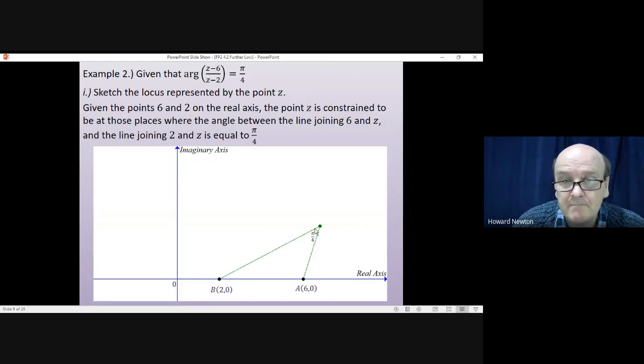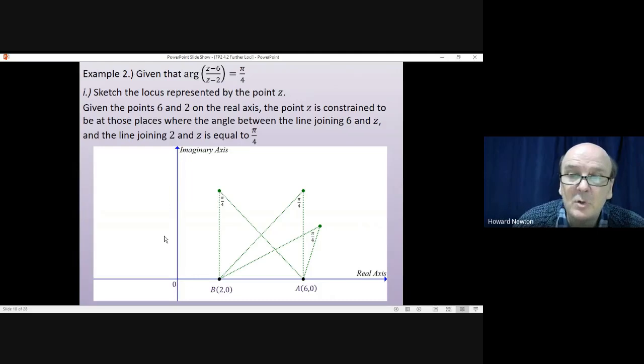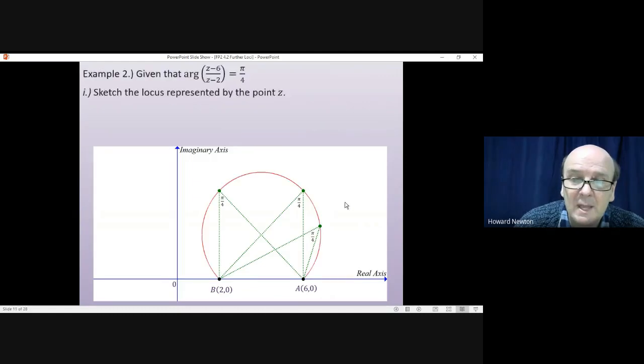So we could draw it there, we could draw it here, we could draw it here, and so on and so on. But what you can already begin to see is that these possible locations for z are starting to trace out an arc of a circle. And if we continue the whole way, then we get something like that. So that is the locus represented by the point z. It's the major arc of a circle.